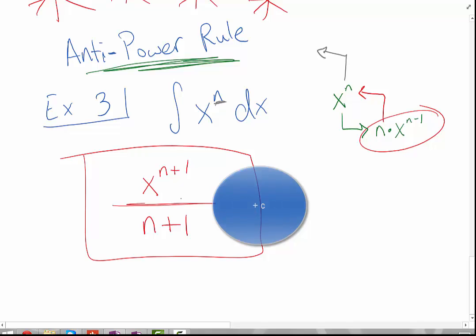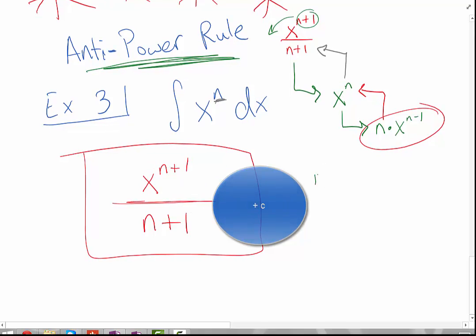That's the formula. And the reason why is if we take the derivative of this, x to the n plus 1 over n plus 1, if we go down that step ladder again and take the derivative, the n plus 1 comes to the front. So we'll get n plus 1 times x to the n plus 1 minus 1, so x to the n, over n plus 1, and the n plus 1's cancel. So this is our formula right here.